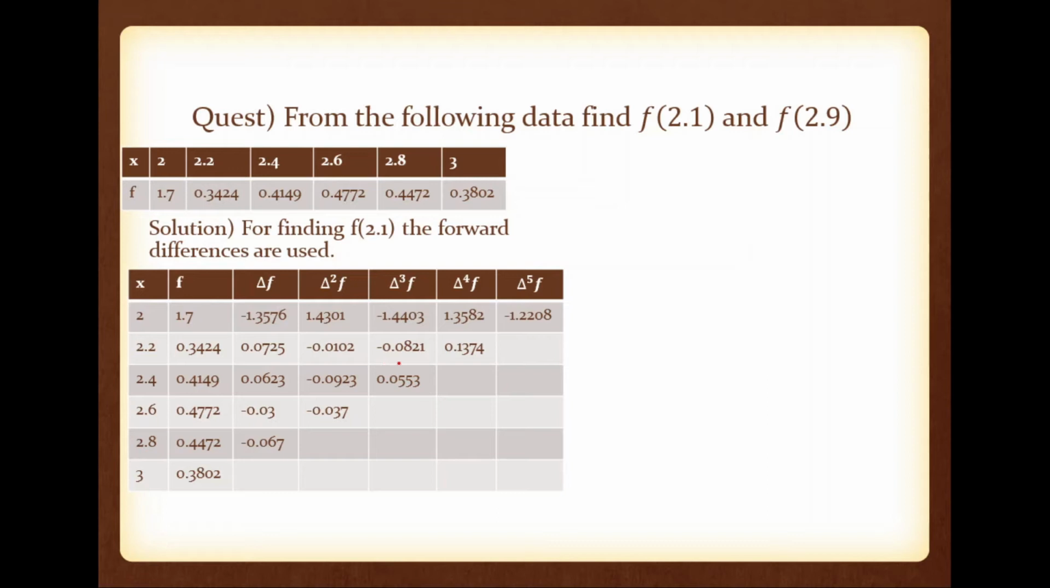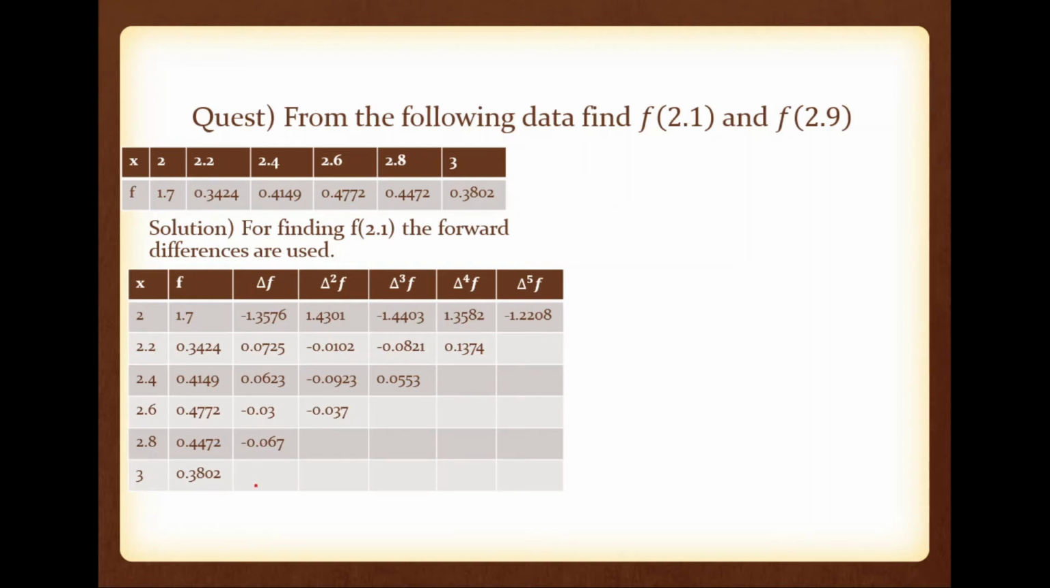So that is minus 0.0821 minus minus 1.4403 is 1.3582. 0.0553 minus minus 0.0821 is 0.1374. So these are the fourth order finite forward difference. So using this data, we have to find the fifth and last order difference of this given data, that is delta raised to 5. So that is 0.1374 minus 1.3582, that is minus 1.2208.